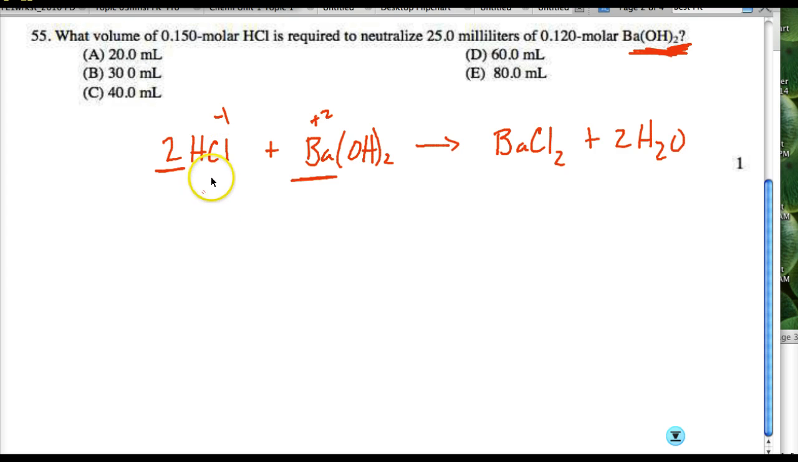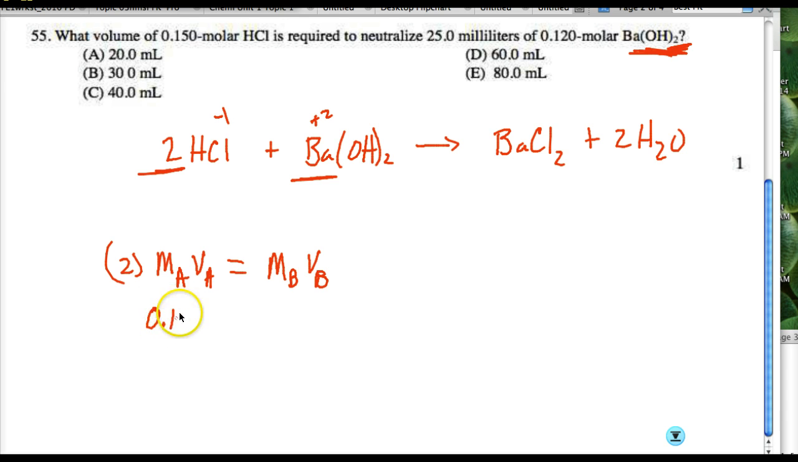So, 2 to 1. Now, this is a neutralization, and I can set this equal to the molarity of the base times the volume of the base, but I have to remember this is 2 times that molarity, 2 times the molarity of that acid. So what do I know? I have a 0.15 molar solution, and I am asked for the volume of that solution.